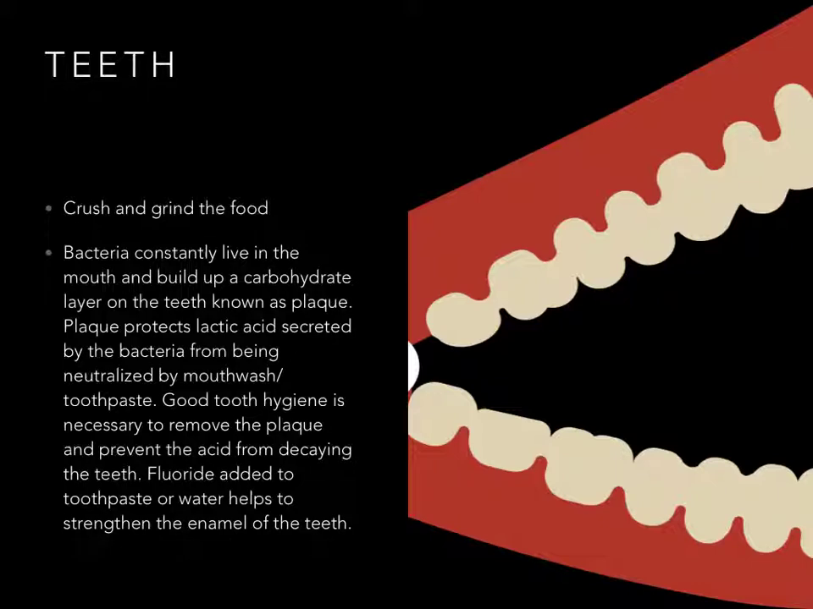Bacteria constantly lives in the mouth and builds up a carbohydrate layer on your teeth known as plaque. Plaque protects lactic acid secreted by bacteria from being neutralized by mouthwash and/or toothpaste. Good tooth hygiene is necessary to remove the plaque and prevent the acid from decaying the teeth. Fluoride added to toothpaste or water helps to strengthen the enamel of the teeth.